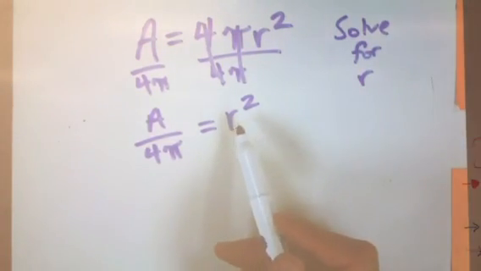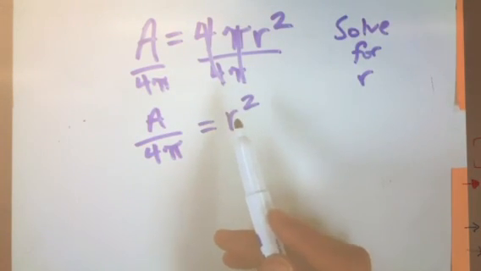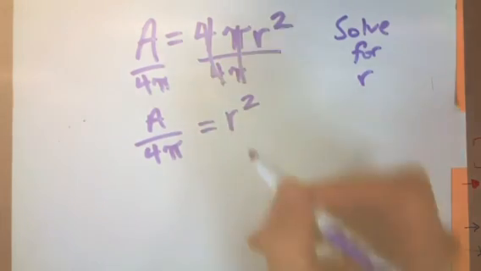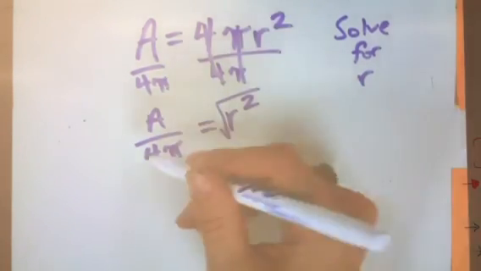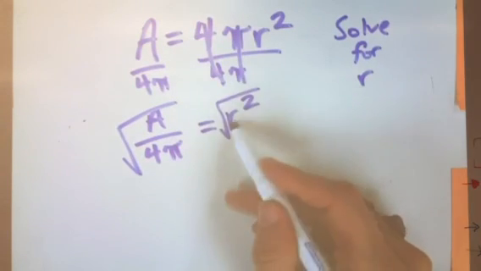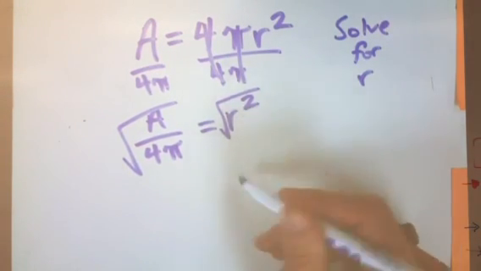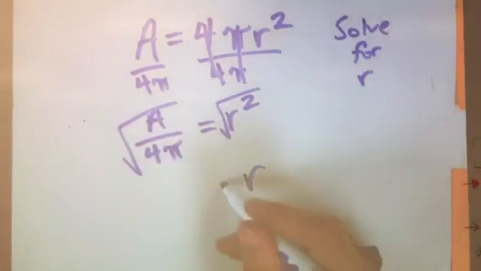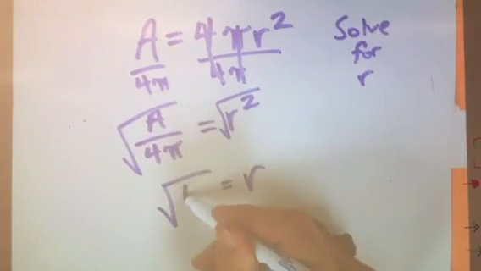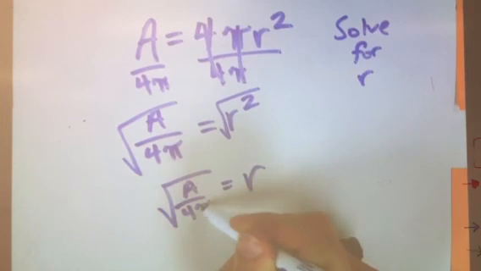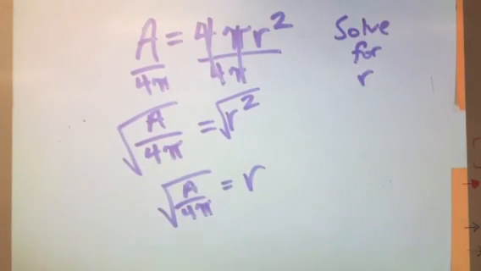I do not have r by itself. I have r squared. So I need to use the inverse of squared, which is square root. Take the square root of both sides. The square root of r squared, what times itself is r squared? R is equal to the square root of A over 4 pi. And for now, we can just leave that in that form.